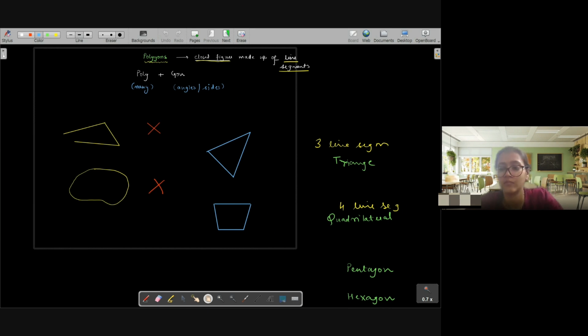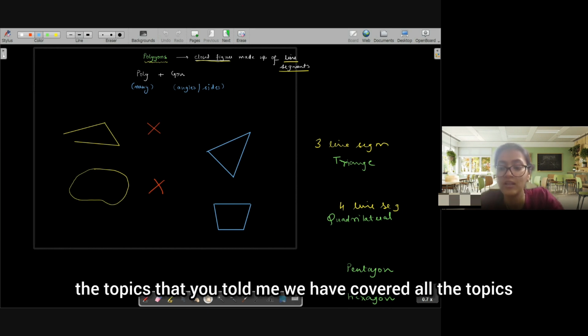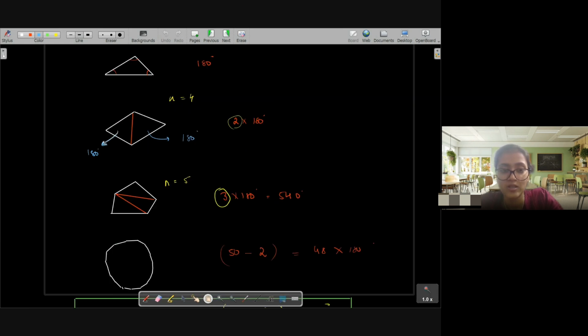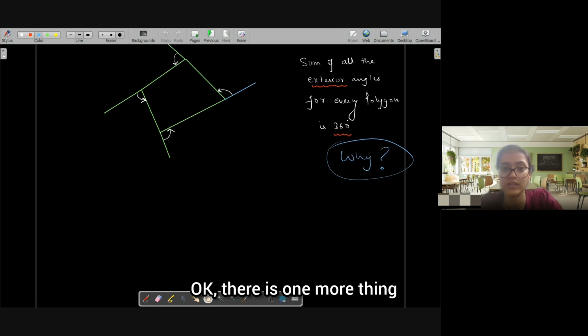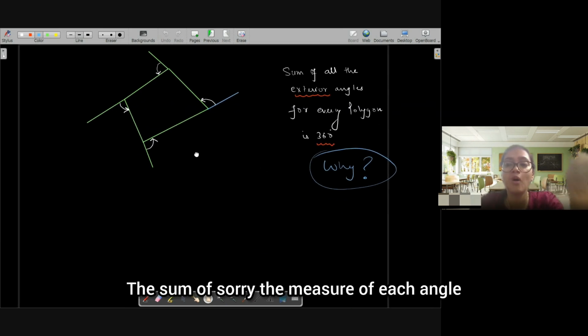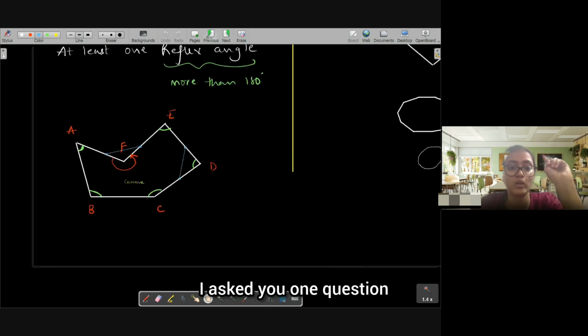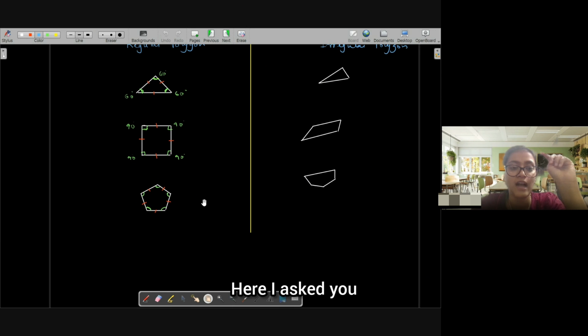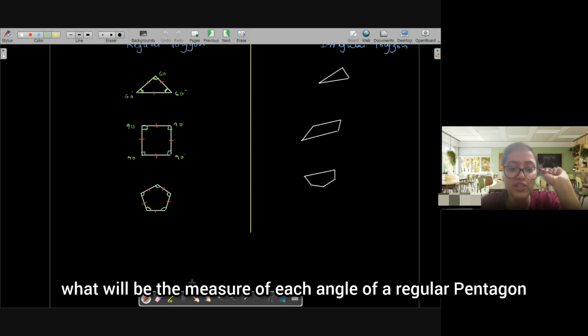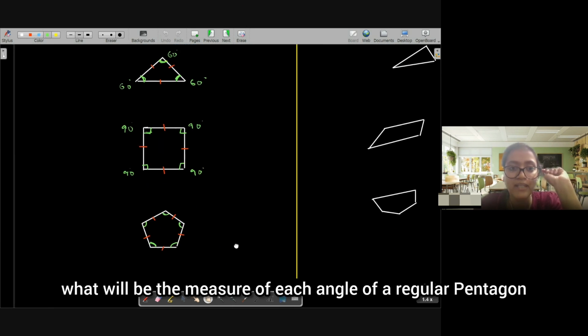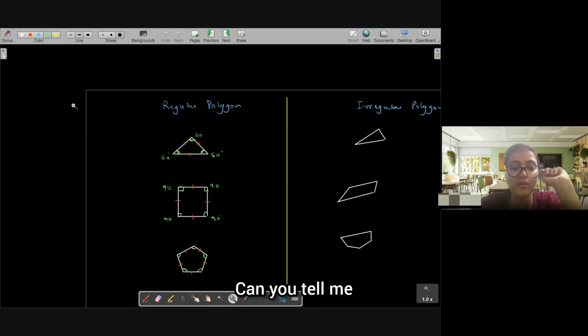Okay, Megan. So we have covered in polygons the topics that you told me. We have covered all the topics. There is one more thing: the measure of each angle of a regular polygon. I asked you what will be the measure of each angle of a regular pentagon. Can you tell me what will be the measure of each angle?